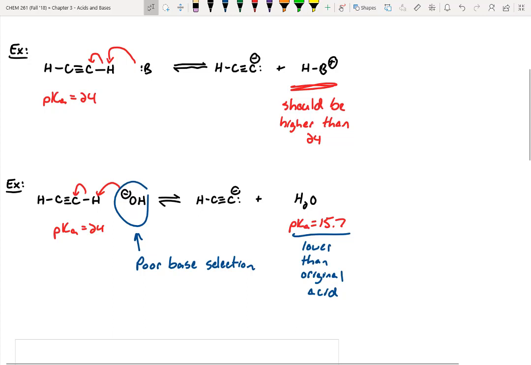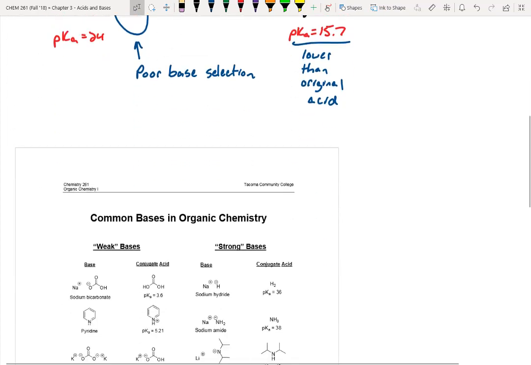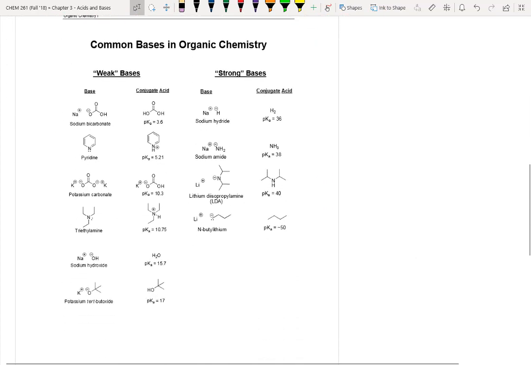So in the bottom example, we said the pKa of water is 15.7. Water in this case is now more acidic. That means the equilibrium is going to favor starting materials, not the deprotonated thing we want to get. Okay, and then I gave you the common organic bases along with their corresponding conjugate acids. There's a handful of tables out there. This one I just selected because it's the most common bases that you'll run into.